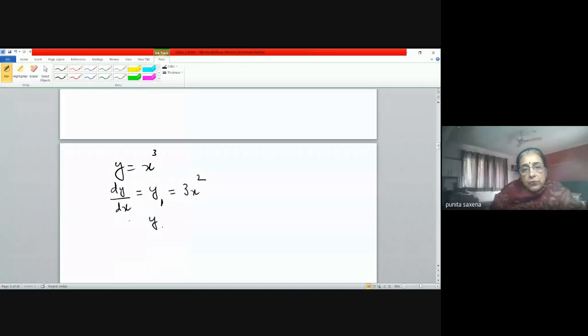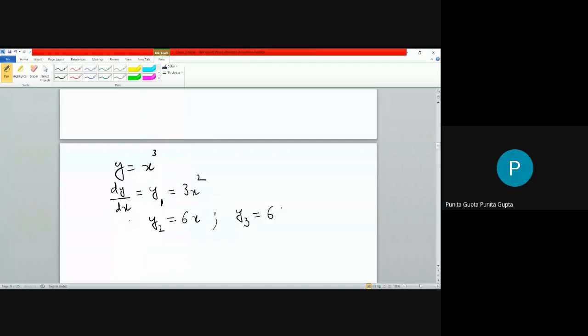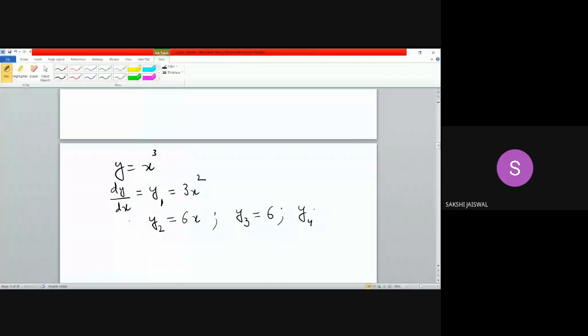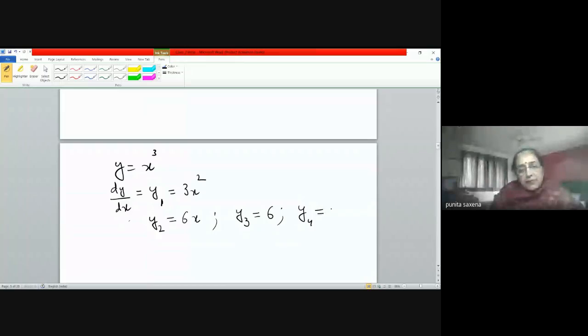I can find y2, which is the second derivative. That means I have to differentiate 3x square. What will be that? 6x. I can find y3. What will be that? 6. Can I find y4? Yes, zero. y4 will be 0. निकाल तो सकता, कितना होगा? 0. What about y5?